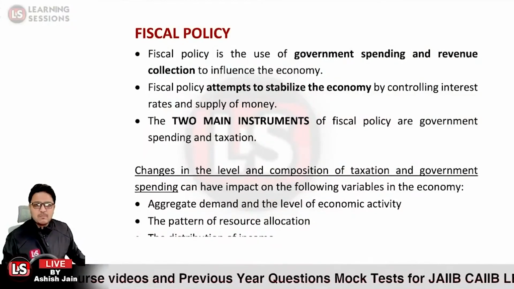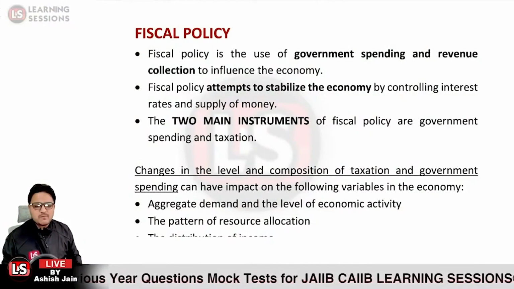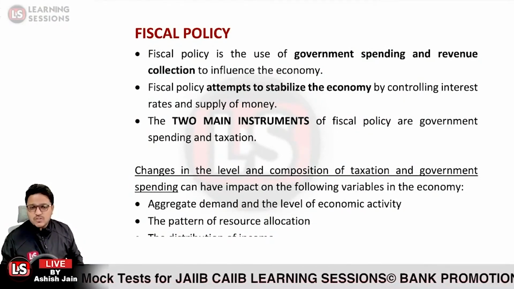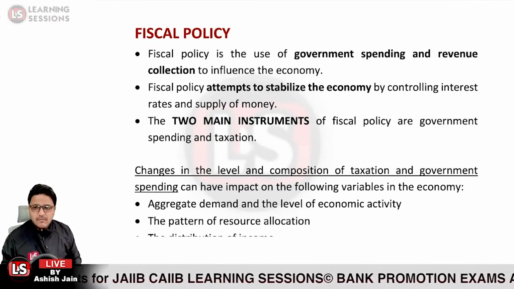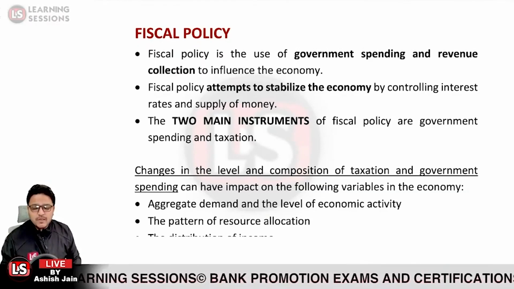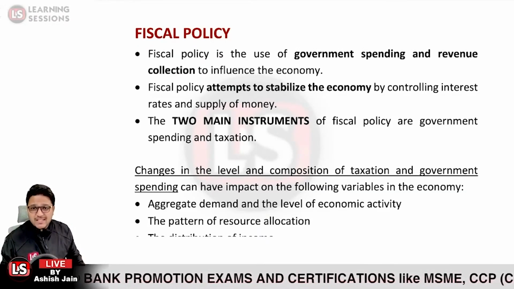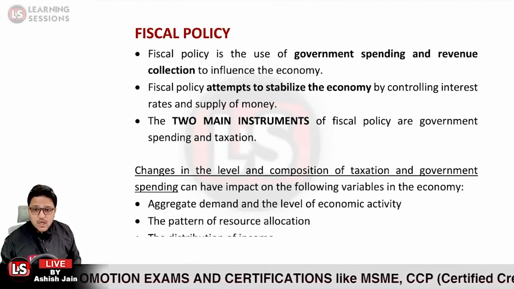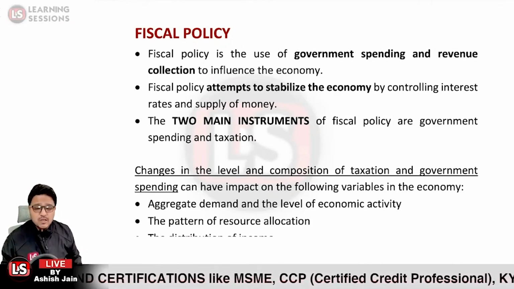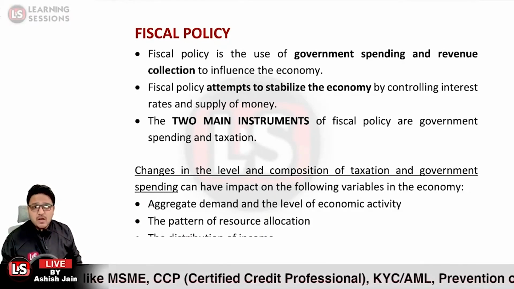Let us start with the fiscal policy. So fiscal policy is basically related to what? It is related to government spendings and revenue collection. So what does the government actually do? Government collects revenue by way of taxes and other duties, and further the government also spends on different policies. So that is all about the fiscal policy itself. Whatsoever the government receives and whatsoever the government spends is related to the fiscal policy, and this is going to influence the economy itself.